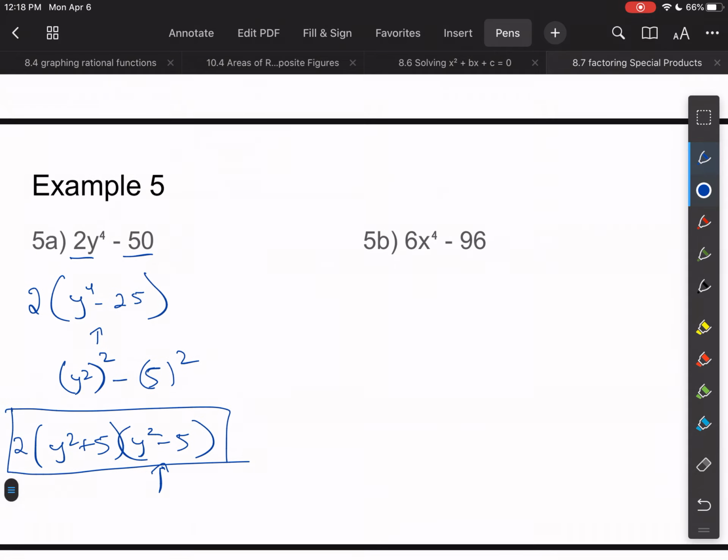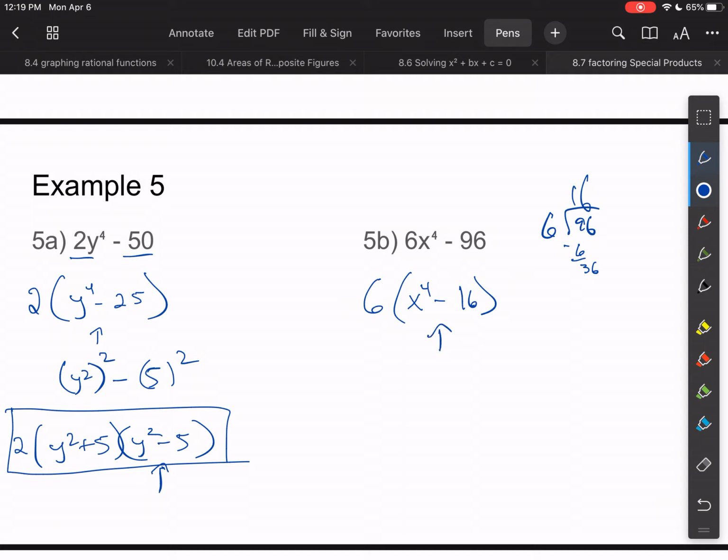Then for 5b, we'll do the same thing. Can I take something out of both? Yeah, 6 goes into both. So then I'm left with x to the fourth minus, let's see here. How many times does 6 go into 96? Let's just do it longhand, old school, because I don't know that one off the top of my head. I should, but I don't. 16.